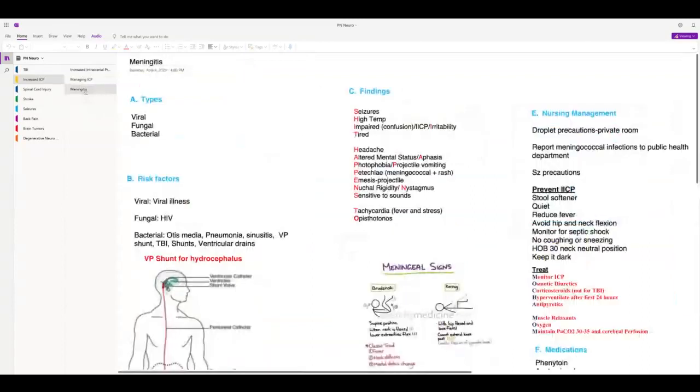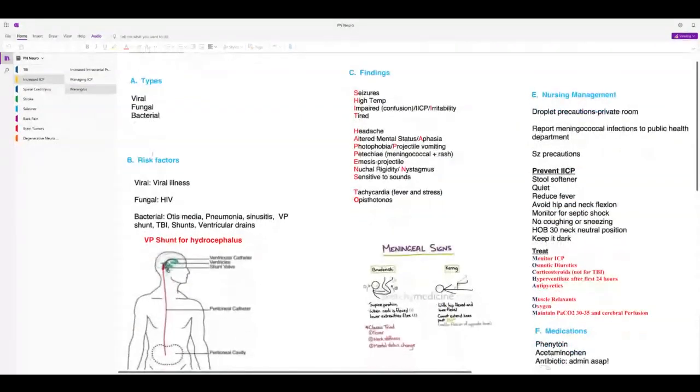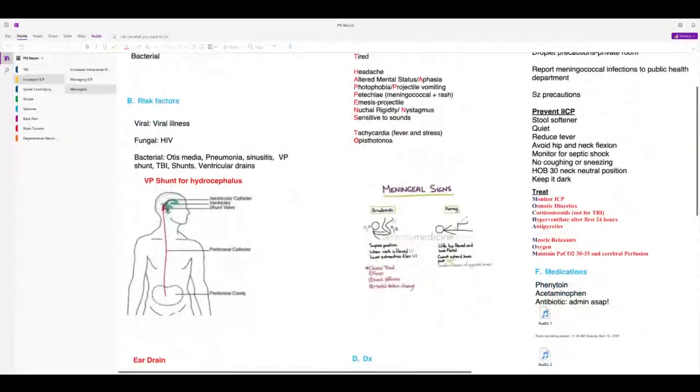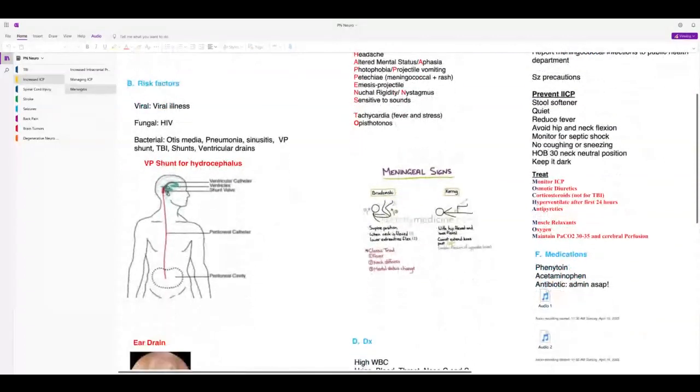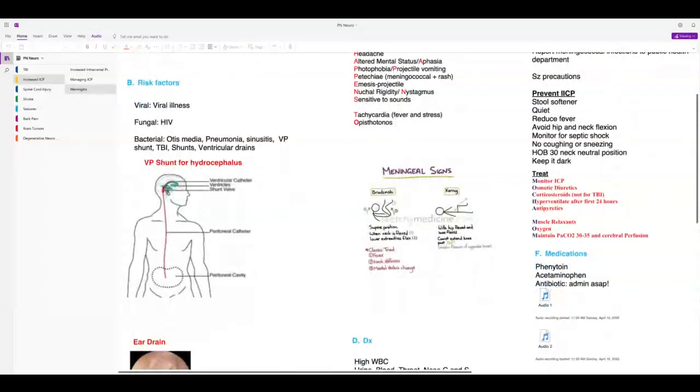All right, meningitis, 3 different types. Here is the VP shunt. Now, who would get a VP shunt? People at risk for hydrocephalus, like if they had recent brain surgery, that could be a reason. Some people are just born with it. But anyways, this could be a reason somebody gets meningitis too.